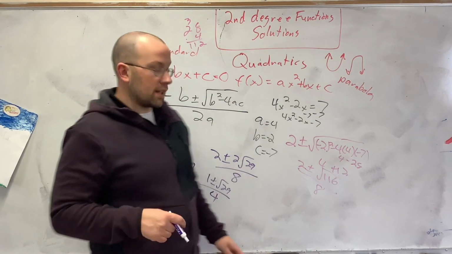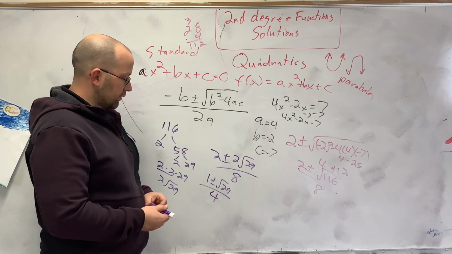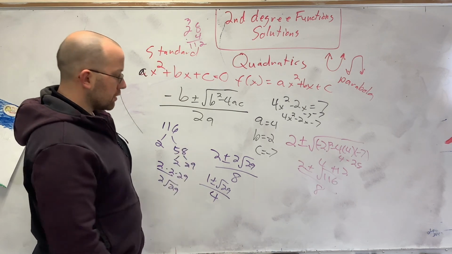Alright, quick correction on that last one. I did bring that down by 4. So that's your final answer. Those are your zeros. This is how you use the quadratic formula.